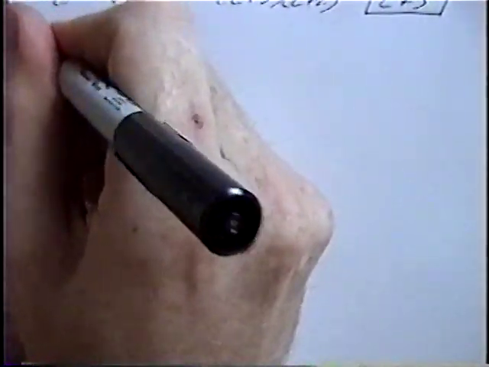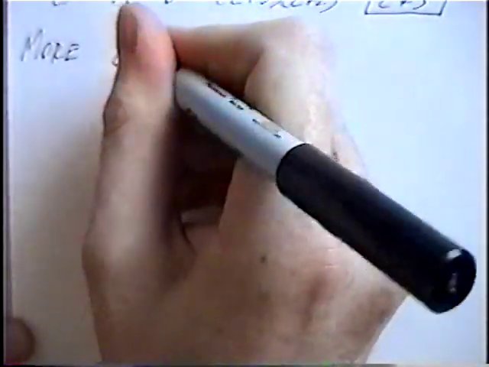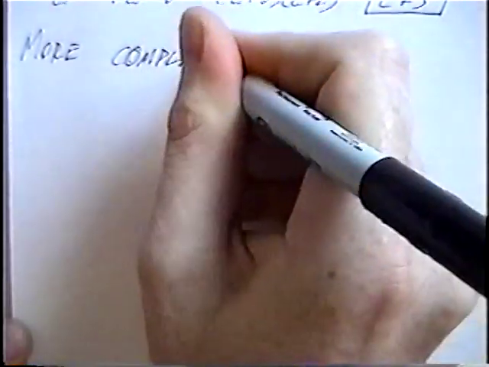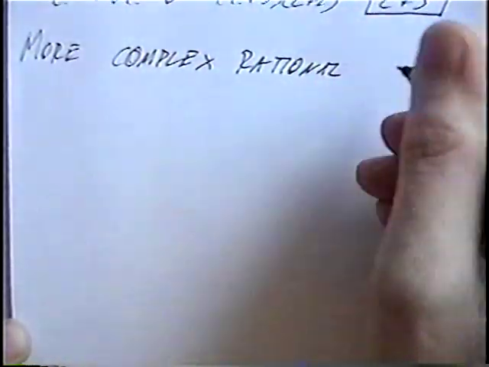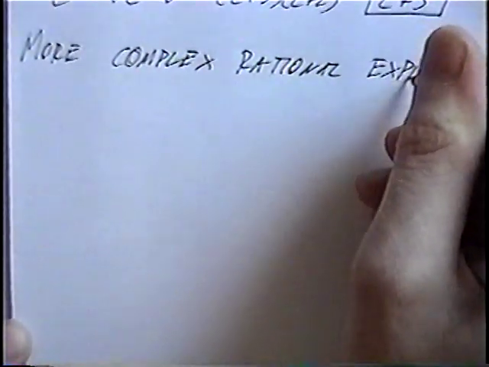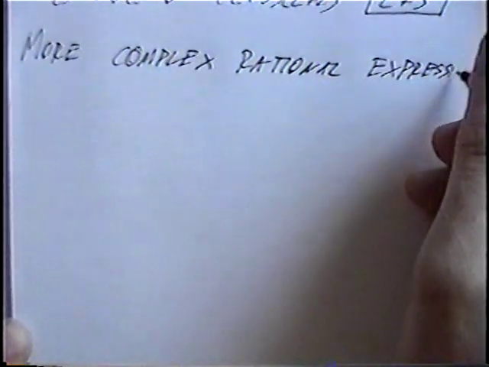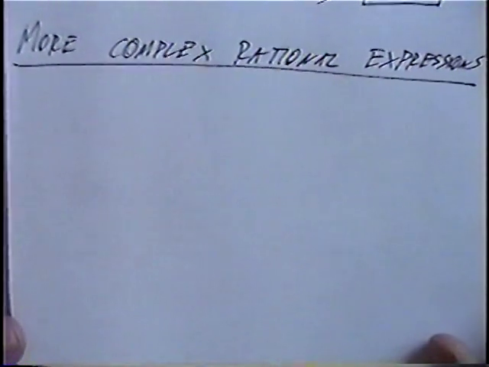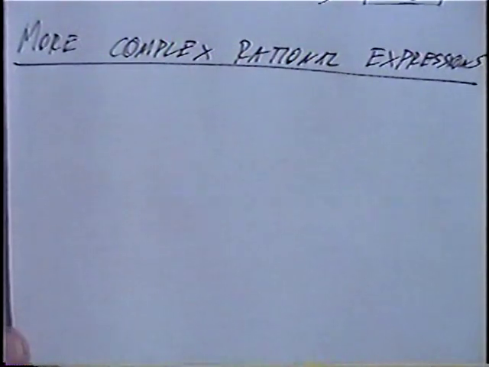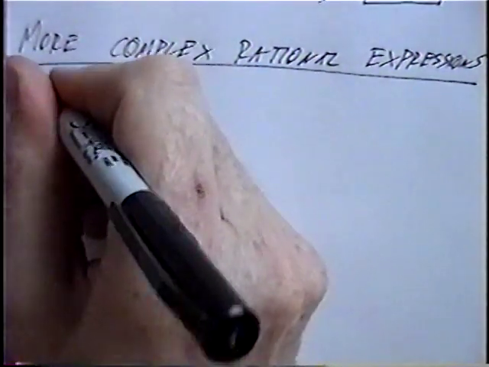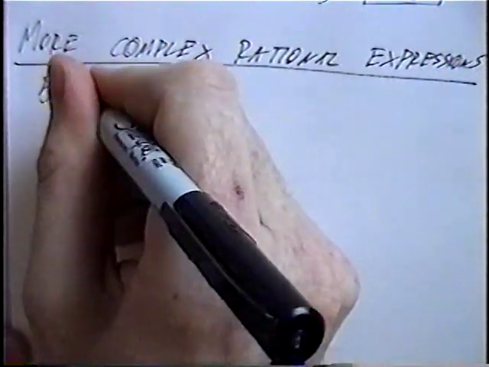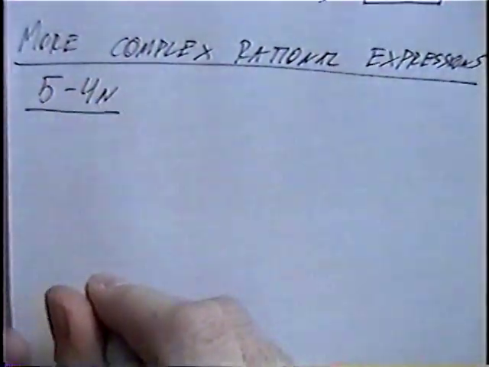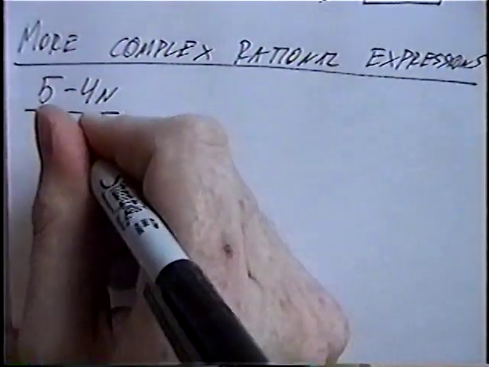The last section notes today is titled More Complex Rational Expressions. The first question is 5 minus 4n divided by 4n minus 5.